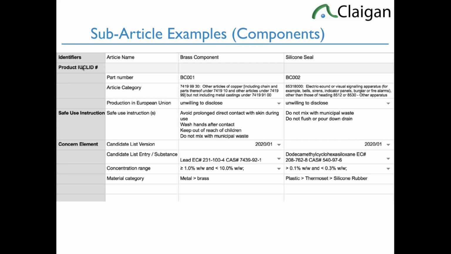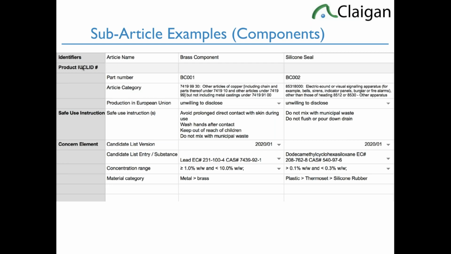Why use generic components? It has the part number, which you can make up yourself because it's internal. It has the article category and the customs code, which you put here. Is it made in the EU? If it's generic, we say unwilling to disclose because it could be from anywhere. Then the safe use instructions. The one we have here for lead is based on physical contact leading to lead coming off on your fingertips, touching food or mouth, and ingestion. These are the warnings around ingestion and disposal from the lead chemical registration in Europe.